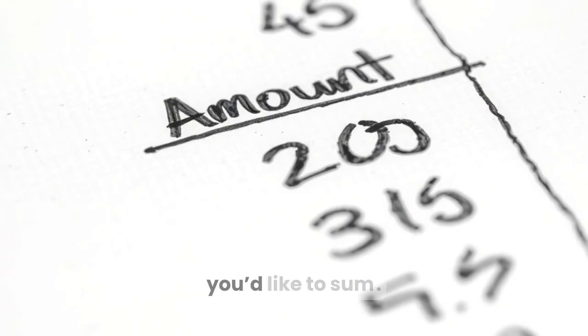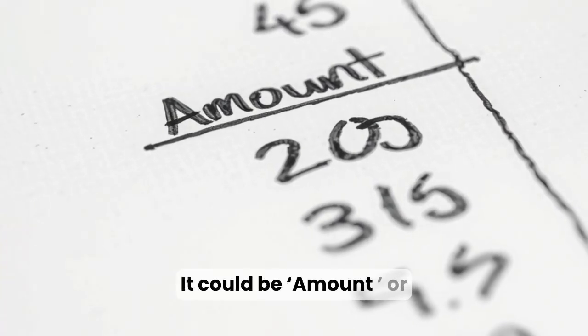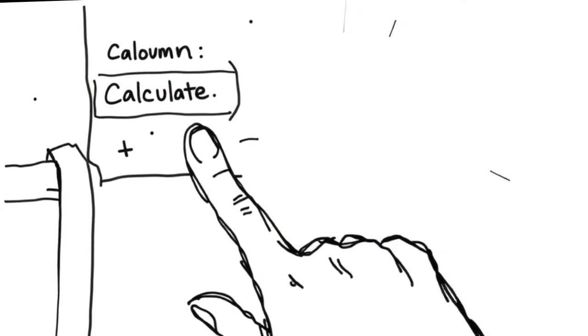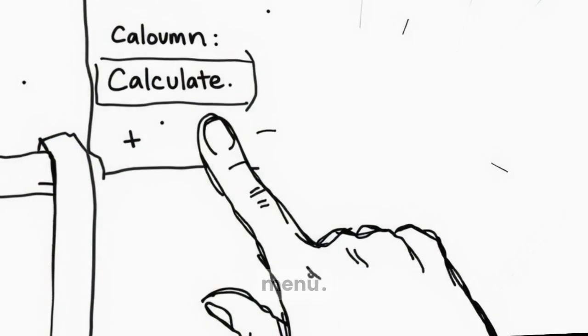Next, look for the column you'd like to sum. It could be amount or any other numerical field. Click on the column header to reveal options. Choose Calculate from the drop-down menu.